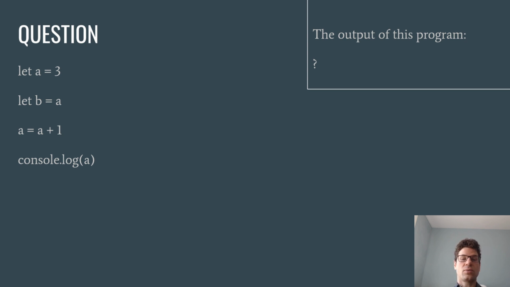Jonathan Guzman writes 1, or possibly undefined. Ksenia writes 4. Tommy writes 4. Good guess, Jonathan, but the answer is actually 4. So A originally refers to 3. Oh, Josiane writes 3. There is a line right here, A equals A plus 1. So the variable A goes from 3 to 4. When you console log it, it is 4.